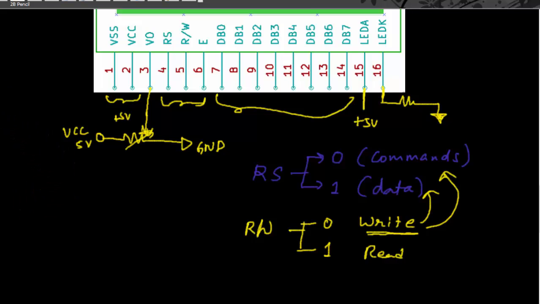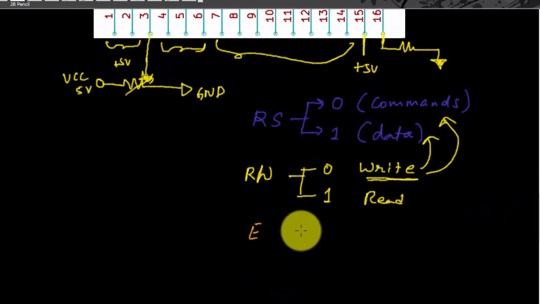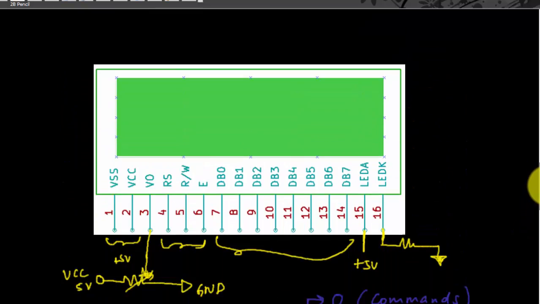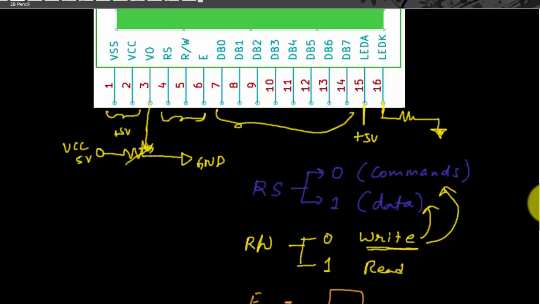And there is one more pin which is called the enable pin. This enable pin is used to latch commands or data onto the LCD. So usually what you do is send a high to low pulse. We keep the data on the data bus, we select whatever operation we need, and then we send a high to low pulse. What this does is latch the command into the LCD. Now, with these basics covered, let's see how we can possibly interface this.